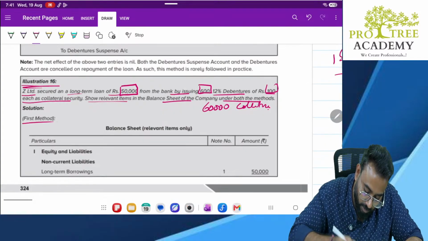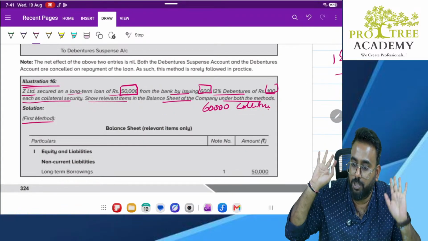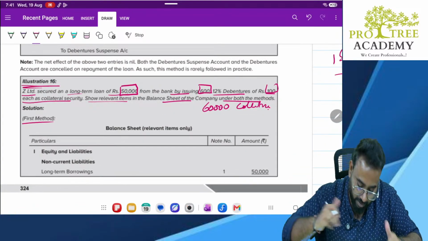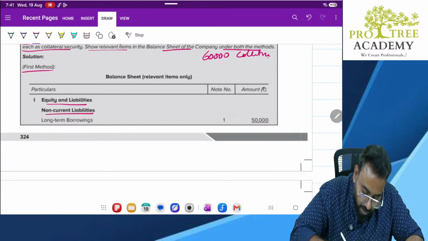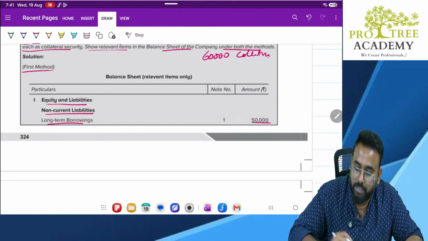Okay? First method. What is the first method? Sir, I will not show debenture in the balance sheet at all. Done. What to do? Equity and liabilities, non-current liabilities, long-term borrowings 50,000.